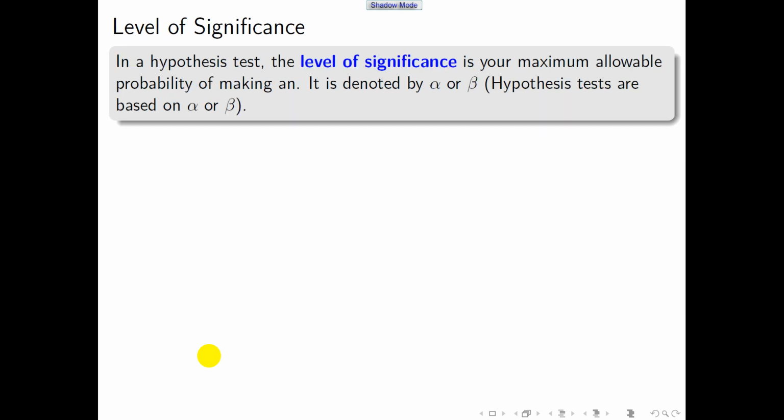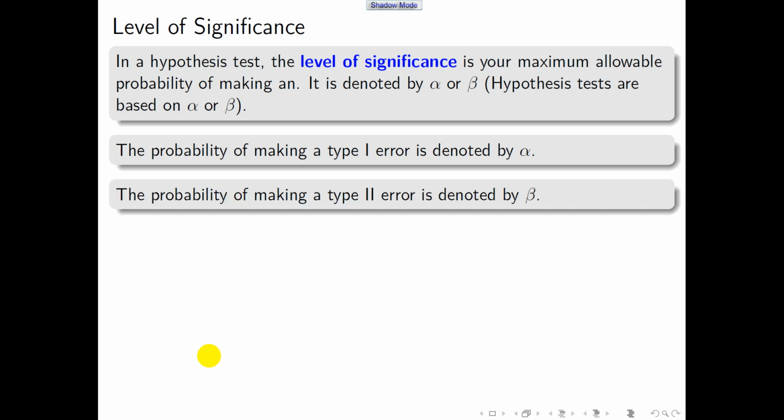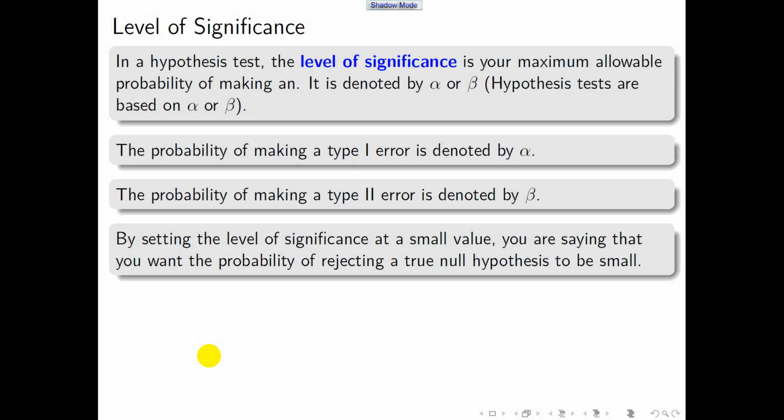So in the hypothesis test, we're going to define the level of significance. This is going to be denoted as alpha. It means what is the allowable measurement, so what is the maximum allowable probability of making the error? If alpha is 0.1, it means that the probability that we're going to make the type 1 error is 10%. If alpha is equal to 0.01, it means that the probability that we're going to make the type 1 error is 1%, and so on.